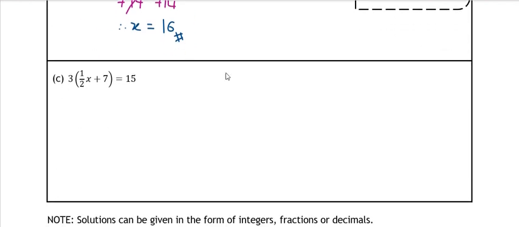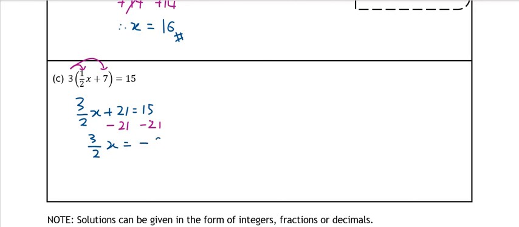And then next you have part C here. Just do the same thing that you usually do, which is expanding 3. So 3 times half x will be 3 over 2 x, and then plus 3 times 7 is 21, equals 15. So what we're going to do next is subtract 21 on both sides. So you are left with 3 over 2 x equals 15 minus 21, which is going to be negative 6, right?